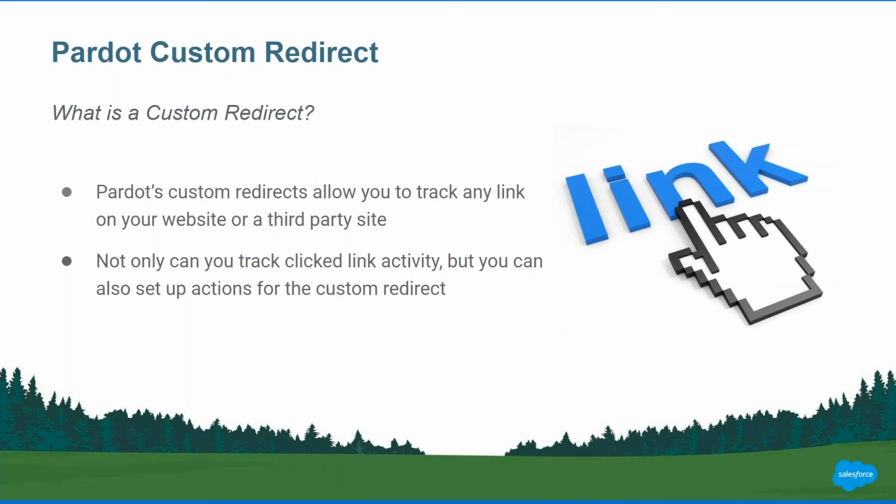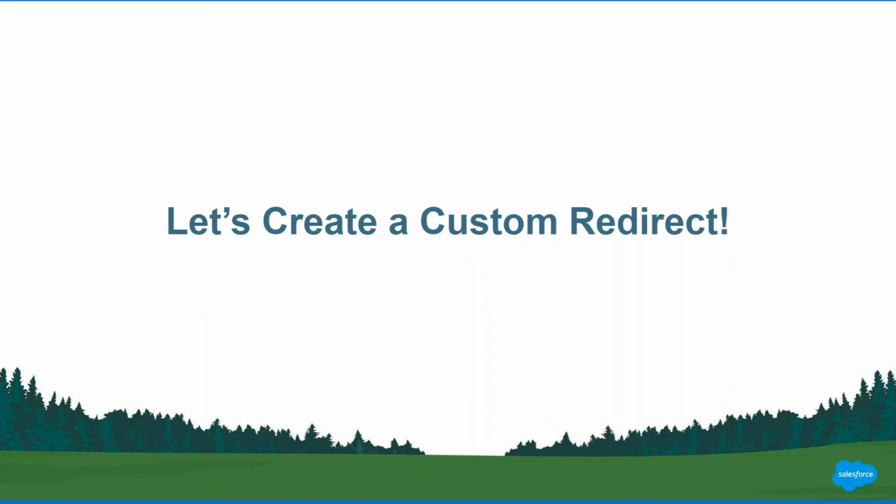Not only can you track link click activity, but you can also set up actions for the custom redirect. For example, you can set up some actions for the prospect who clicked the link to adjust their score or to add some tags. So basically, that's how a custom redirect works. Now that you know what a custom redirect is, we can proceed to a quick step-by-step process to create a custom redirect in Pardot.